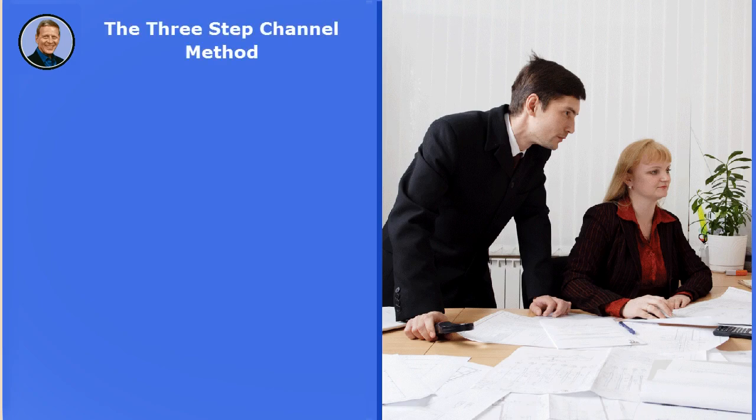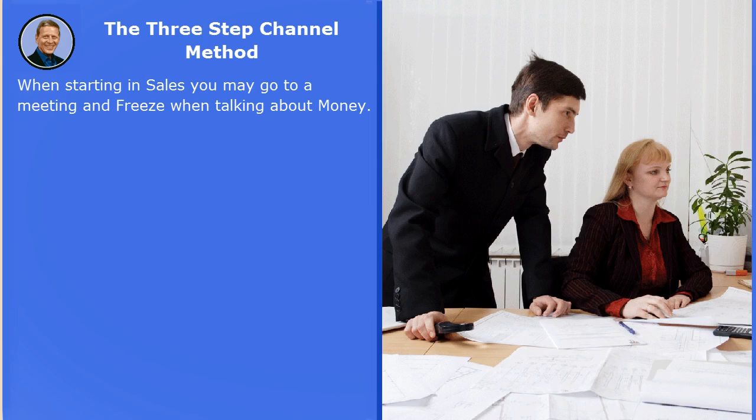So let's talk about the three-step channel method for dealing with pricing issues. And this, by the way, is probably one of the most common fears that people have once they get past the gatekeeper and make a presentation. When starting off in sales, you may go to a meeting and then freeze when it comes down to talking money, right? You may try and disguise the dollar amount the cheesy way, like saying, this will cost you $50K, instead of saying, this will cost you $50,000.